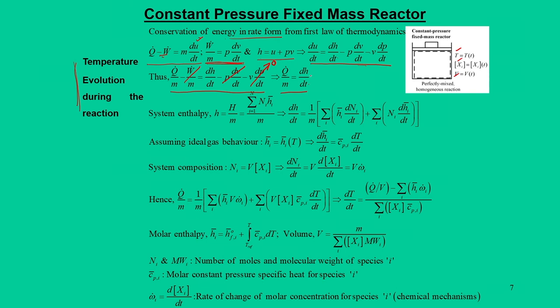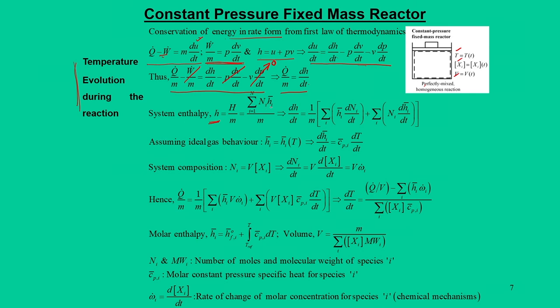Now, we need to find out what this dH by dt is. To do that, we recall the system enthalpy H, the specific enthalpy in terms of H by m, and in molar form, because all our analysis has to be done per mole of the fuel. So, we can write this total enthalpy as summation of Ni Hi bar for all the species i equal to 1 to n, divided by m. Then we can find dH by dt from these equations.